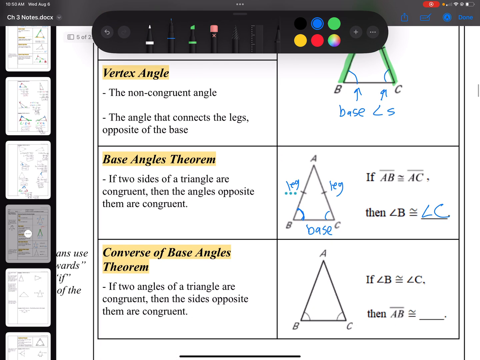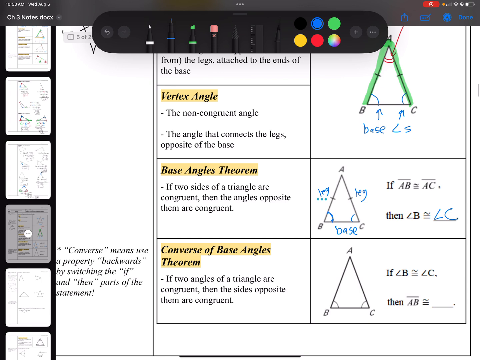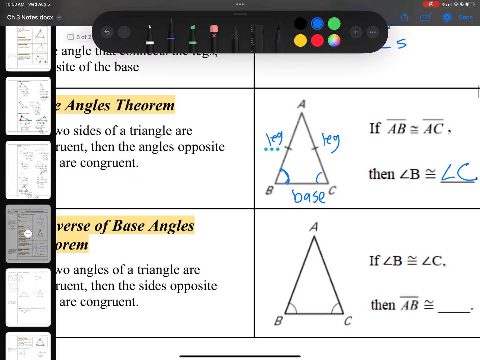Now you can also work that backwards. This is the converse of the base angles theorem. Now converse just means you can use a property backwards by switching the if and then part. Like the base angles theorem was if the sides are congruent, then the angles are congruent. The converse of that would be if the angles are congruent, then the sides are congruent. So that means if you know the two angles are congruent, it must be isosceles.